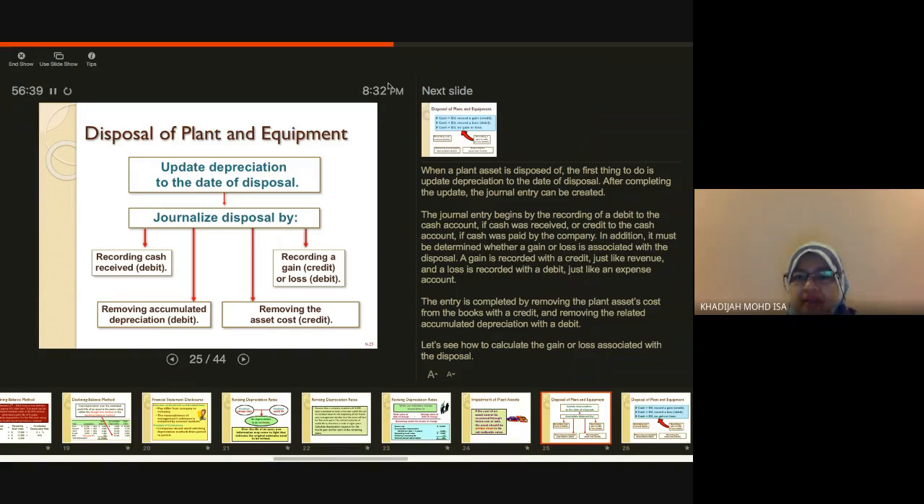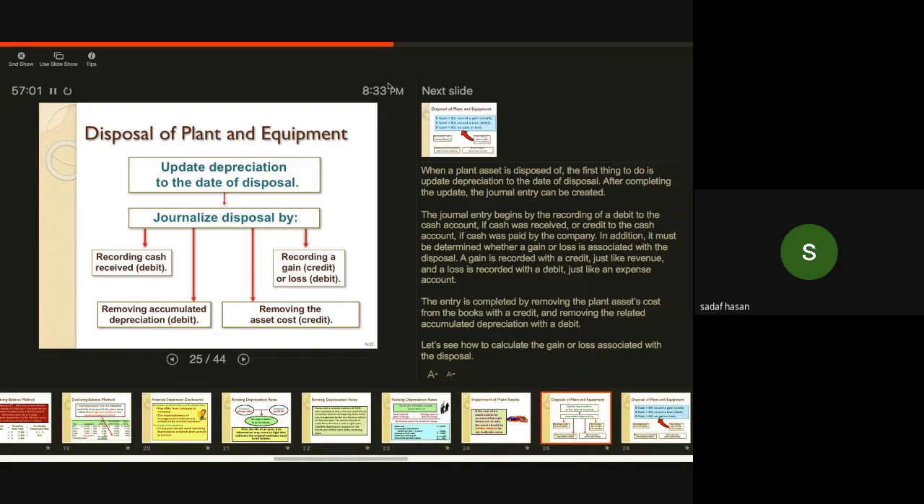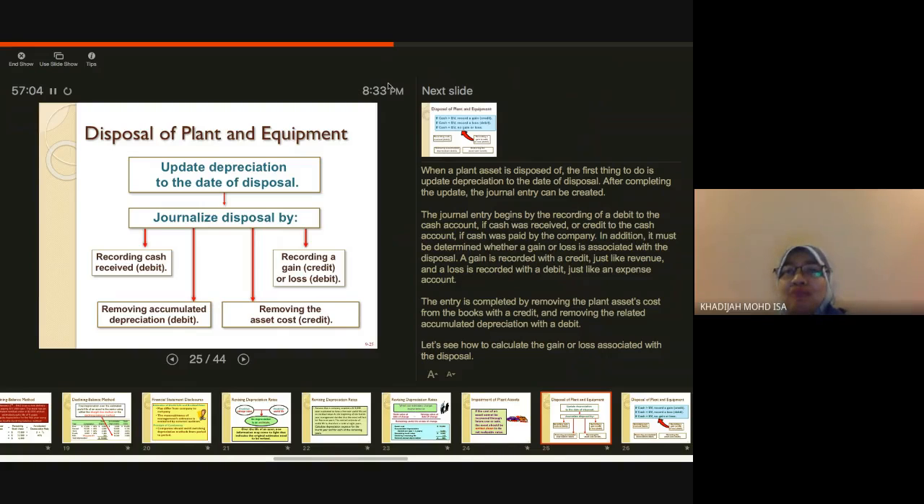But then, when there is a disposal, if I bought the asset for 100,000 and now I'm receiving 10,000 ringgit for it, are you sure that I actually have gained 90,000? No. Because normally you compare with the net book value. You look at the cost of the asset and the accumulated depreciation, and that will be the net book value. So if the net book value is 30,000 and I only receive cash of 10,000, what does that tell you? It's a loss of 20,000.